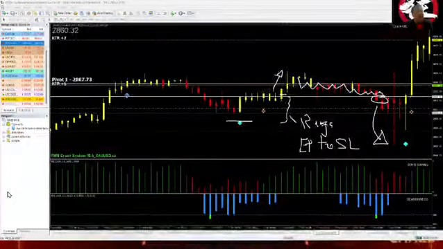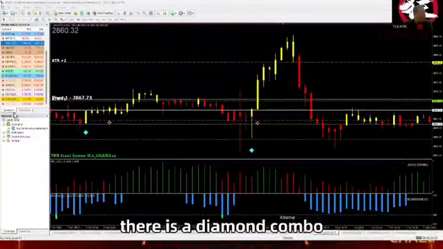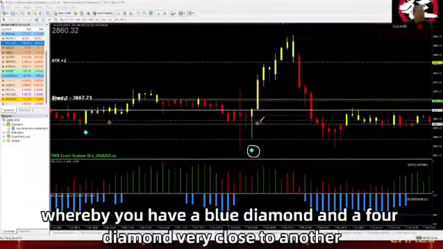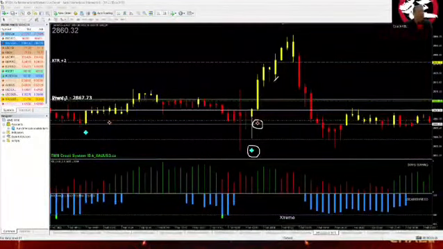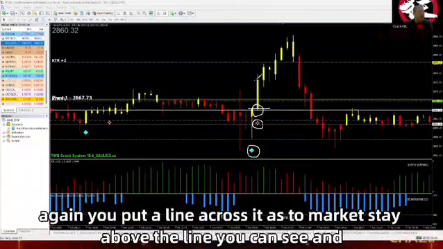I understand that. But the later part, you notice there is a diamond combo whereby you have a blue diamond and a four diamond very close to one another within five candlesticks. So what you do is simple. You put the line there. Now this time around the market reacts instantly. Same thing again. You put a line across it.